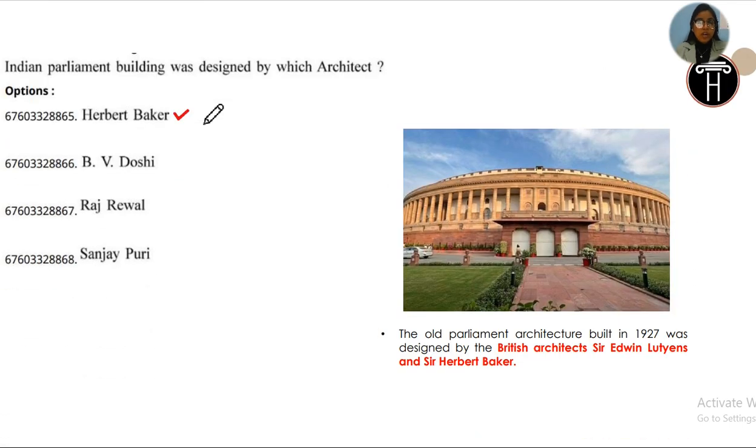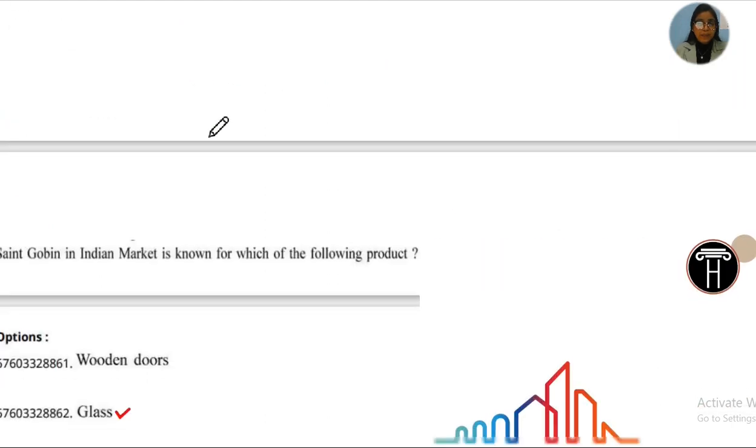Next question is, the Indian Parliament building was designed by which architect? It was designed by the architect Herbert Baker. So this is the Indian Parliament building. The British architects involved in it were Sir Edwin Lutyens and Sir Herbert Baker. So these are two important names, Edwin Lutyens and Herbert Baker, who were the two architects who designed the Indian Parliament building.